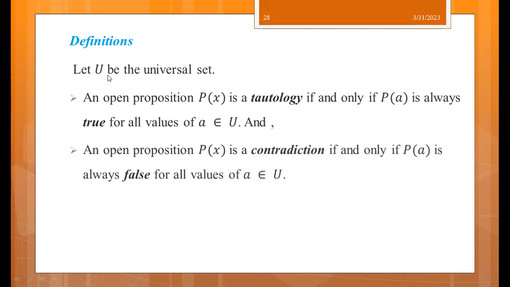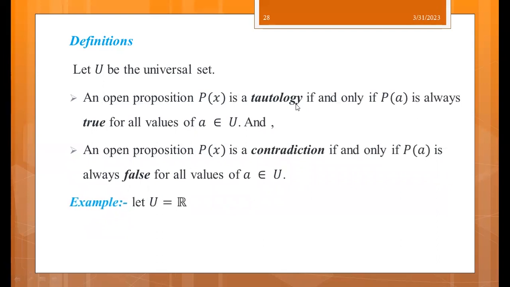Similarly, an open proposition P of x is said to be a contradiction if and only if P of A is always false for all values of A, which is an element of U. So if for every A an element of the universal set, the open statement is always false, then that open statement is said to be a contradiction. Whereas if the open statement P of A is always true for every value of A which is an element of the universal set, then that type of open statement is said to be a tautology.